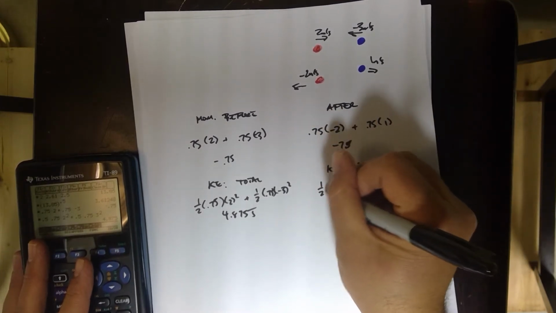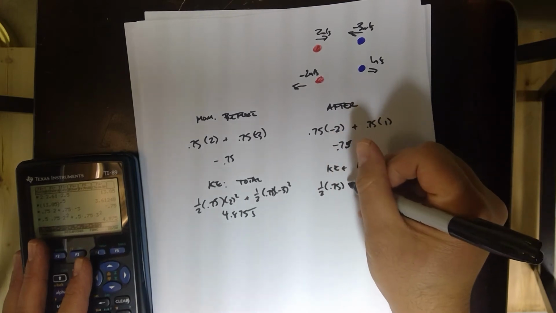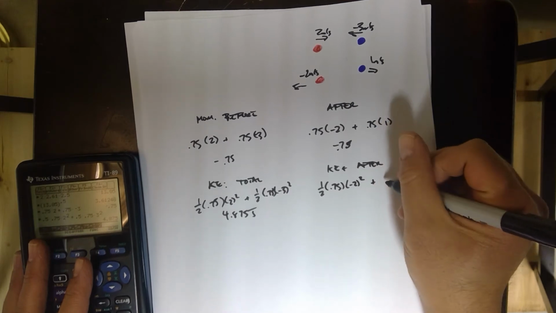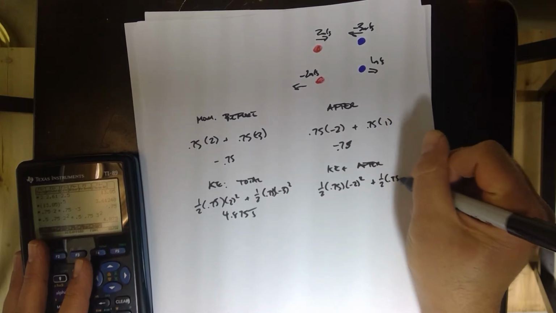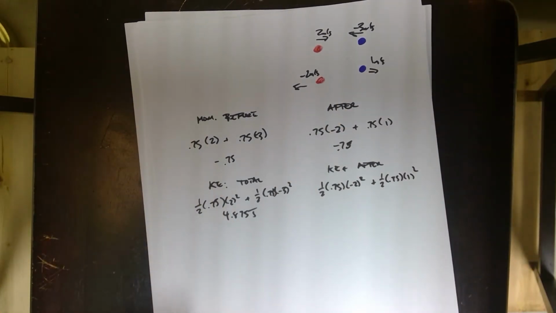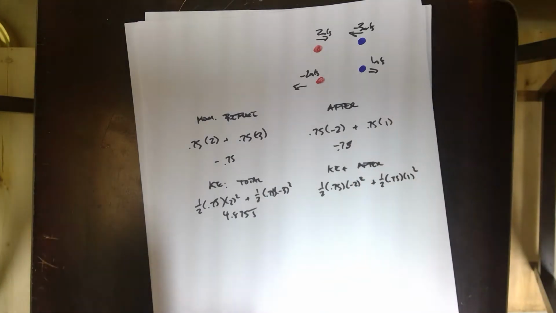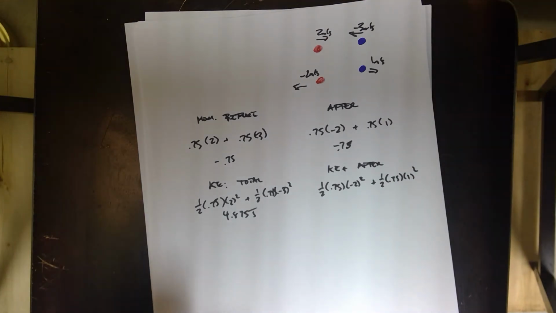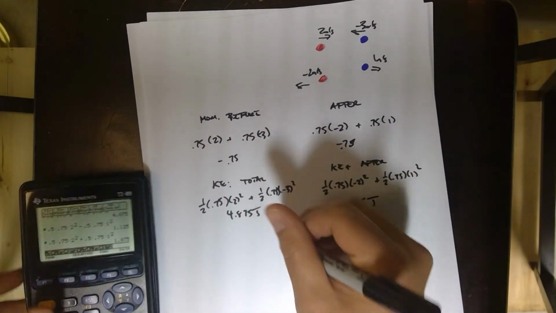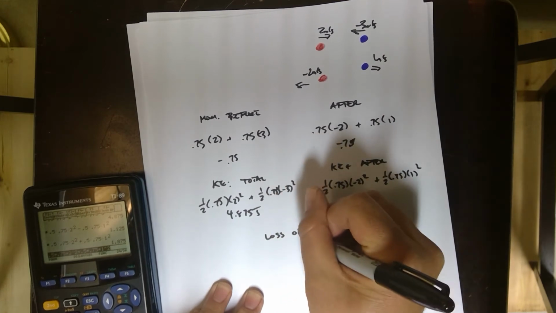And let's see why. You got 1/2, 0.75, and then this is moving at negative 2 squared, but that'll end up becoming all positive when we do that. Plus 1/2, 0.75, positive 1 squared. So we've got to add those up. And we don't get the same amount of energy as we had before. What I'm getting here is 1.875 joules. So what we have here is basically a loss of 3 joules.